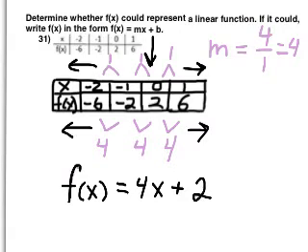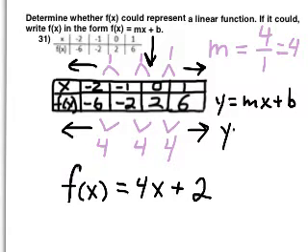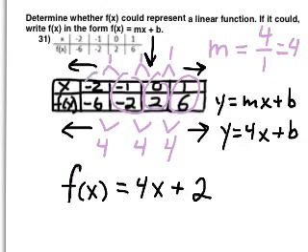Or the other thing you could do is just stick it into the equation. You have your y equals mx plus b, right? We'd have y equals 4x plus b, and you could use any of these points and stick it into that equation, and then we'll find out what our b is, and then we substitute. But we don't have to here because it has already been given to us.